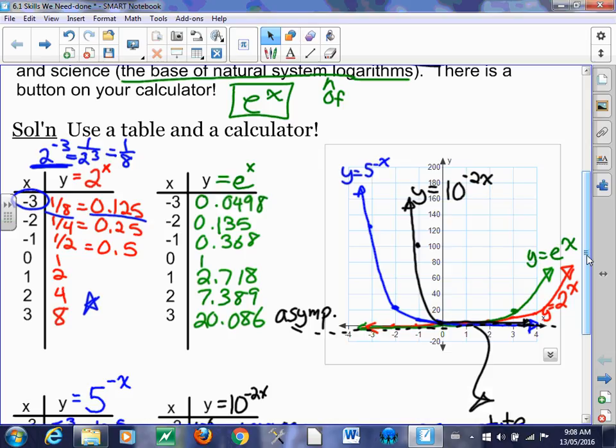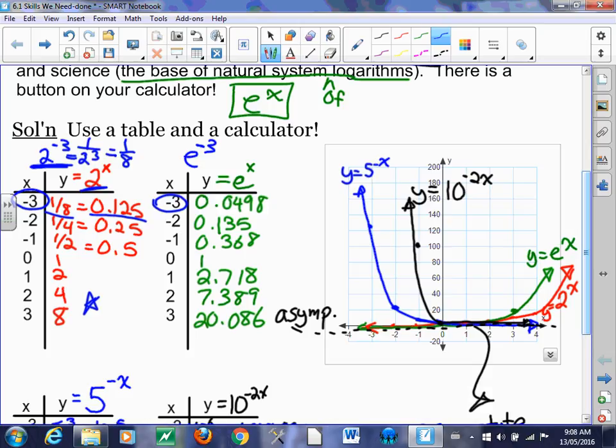Now the next one, folks, is this e. So e is around 2.7. So it's a bit bigger than this base. So again, plug it in your calculator. You're going to go e to the -3 for the first one, plug it in, it'll give you a value. Hopefully you get 0.0498.